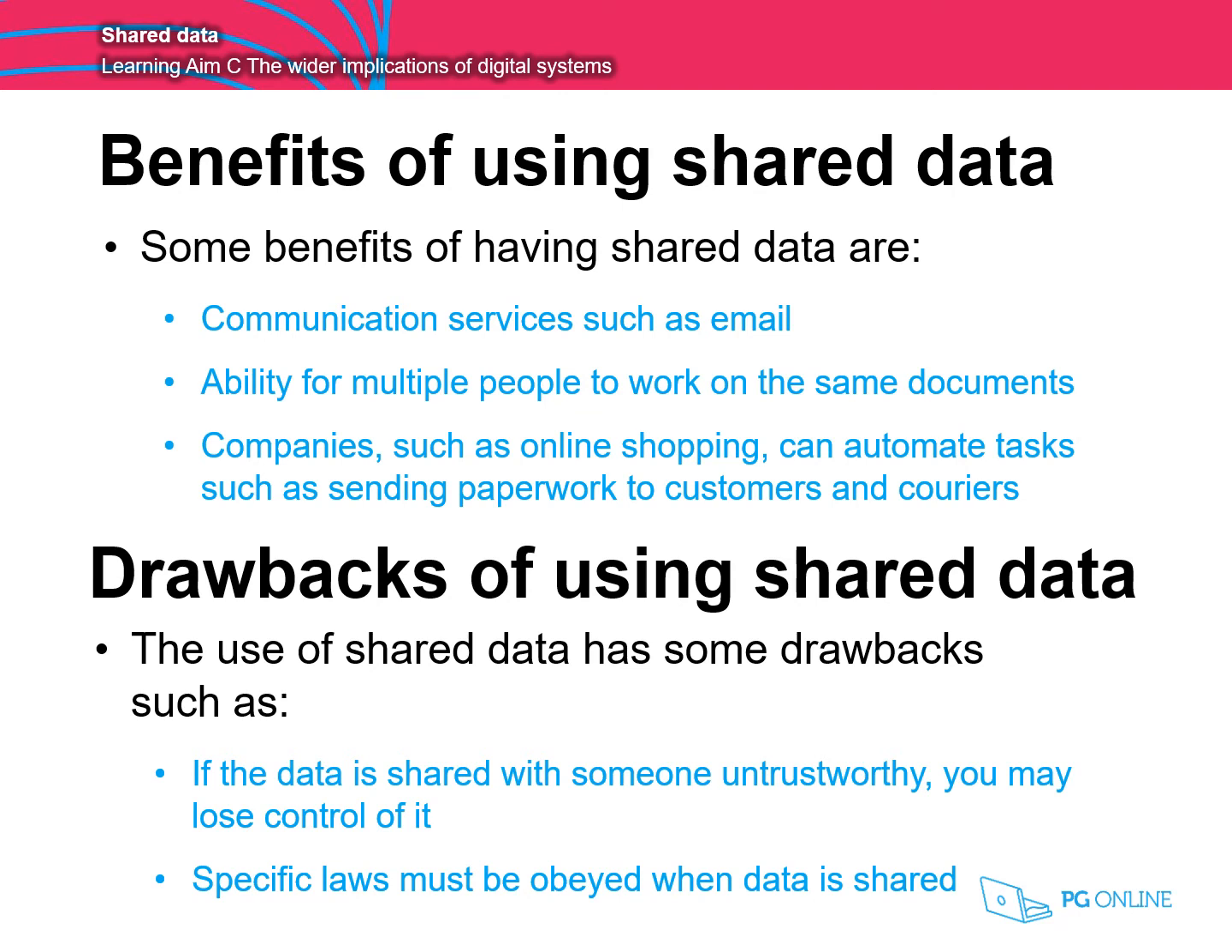Companies, such as online shopping companies such as Amazon, can automate tasks, which means the tasks are done automatically, such as sending paperwork to customers. For example, when you place an order, you will automatically receive an email to confirm that order. This will then also be sent to the courier so they can deliver your product.